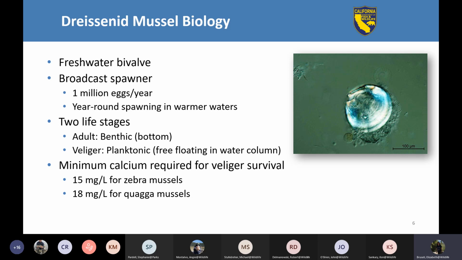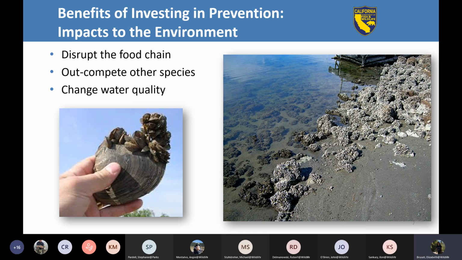And where they can live is limited by calcium, salinity, and pH mainly. Calcium is one of the major determinants of where mussels can survive. And so for veliger survival, zebra mussels need a minimum of 15 milligrams per liter of calcium, and quagga mussels need a minimum of 18 milligrams per liter. And that goes into the vulnerability assessment that we'll talk about later on.